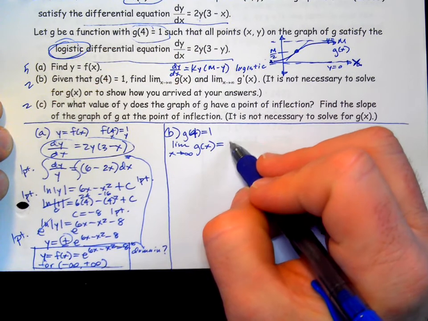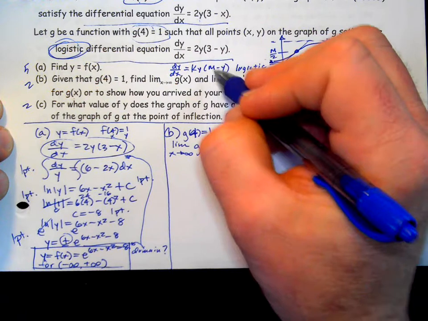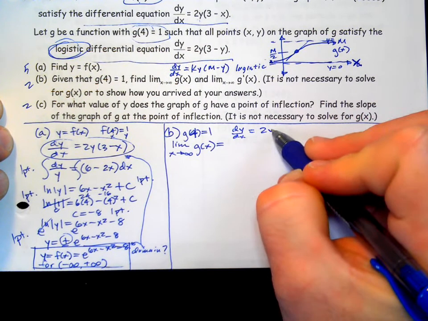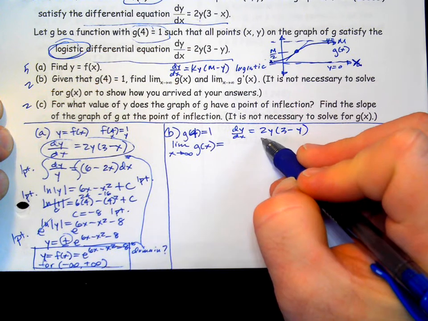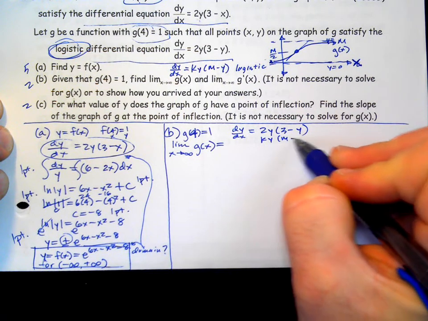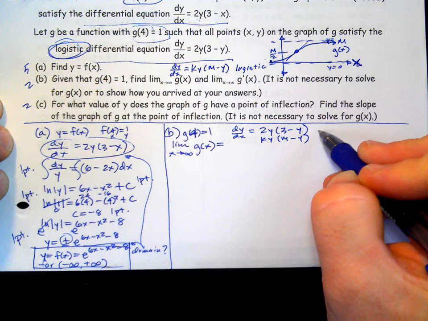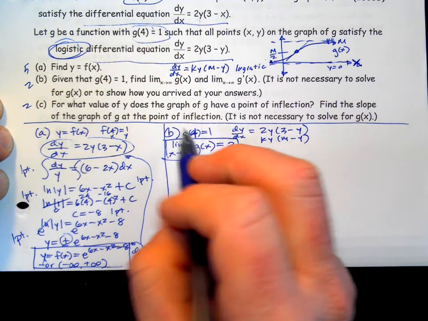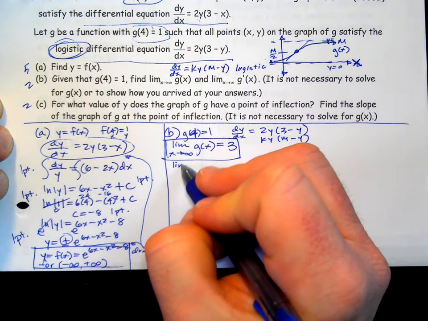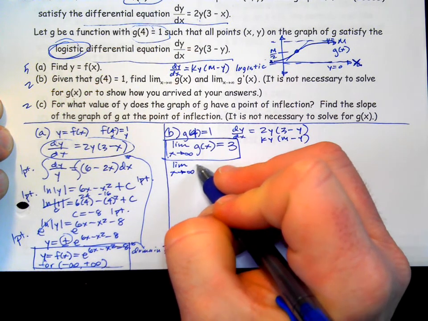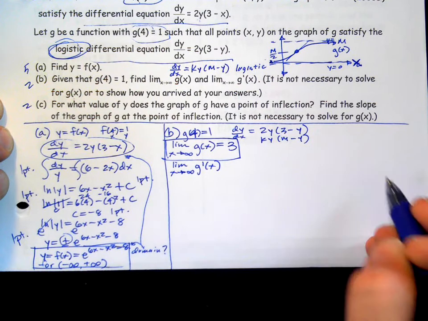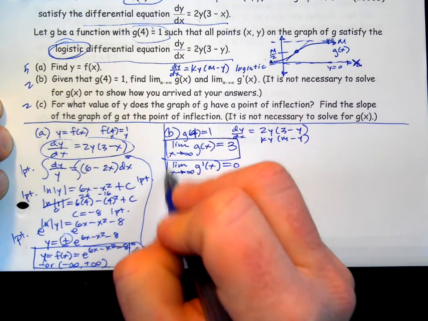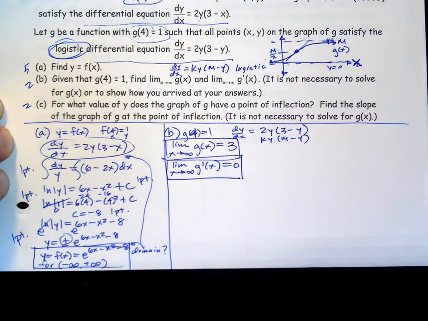And so we're saying, well, what's the limit as x goes to infinity? Well, it approaches the carrying capacity. Right here, dy/dx equals 2y(3 minus y), and we said that this is ky(M minus y). And so the carrying capacity is 3. Done. There's another question, though. Find the limit as x approaches infinity of g prime of x, which is the slope of the logistic curve. As x goes to infinity, what happens to the slope? It goes to 0. It's approaching a horizontal tangent.